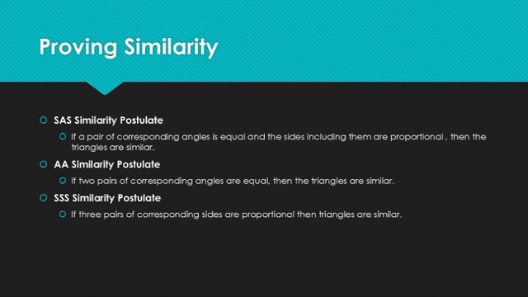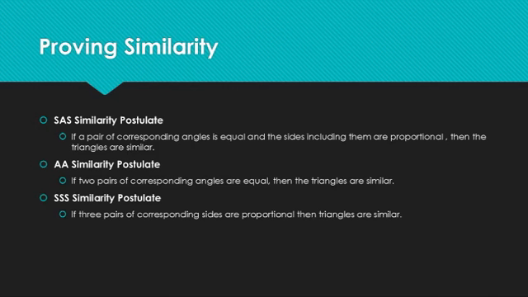So the first postulate we have is the side angle side similarity postulate. If a pair of corresponding angles is equal and the sides including them are proportional, then the triangles are similar. So that's actually similar to the side angle side congruence postulate. The second one is, and don't worry if you don't understand them, we're going to walk through them visually as well, the AA similarity postulate.